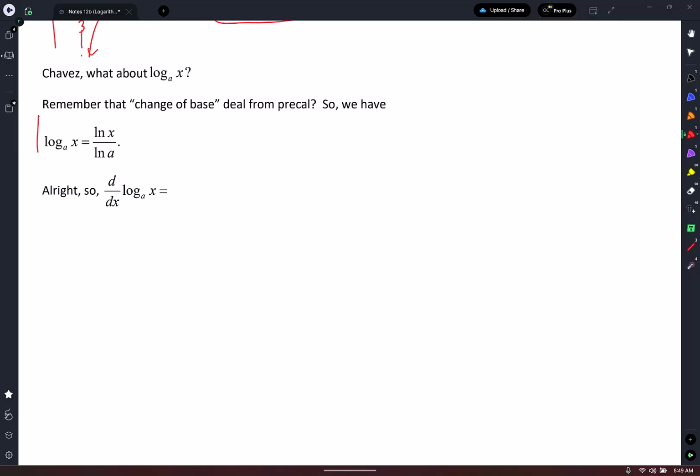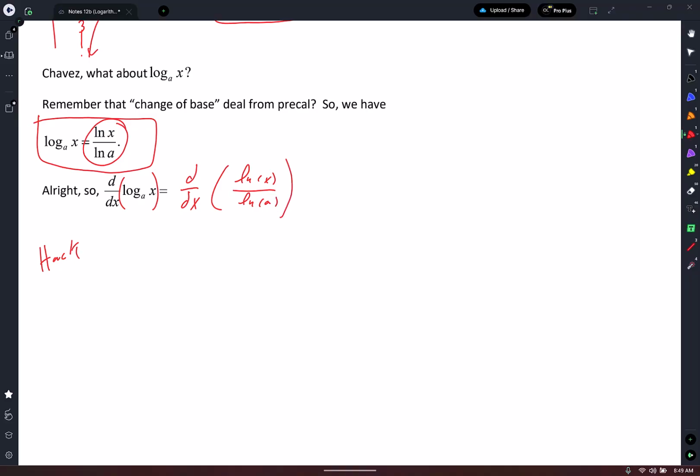So do you guys remember this? Sometimes they call that the change of base formula. Okay. So here we go. I'm going to do a hack, because we don't know the derivative of this, but we know the derivative of ln of x, right? So I'm going to write d dx of this equals d dx, and I'm going to turn this into this right here: d dx of ln of x over ln of a. Okay, are we still okay? So that is equal to log base a of x. Yep.